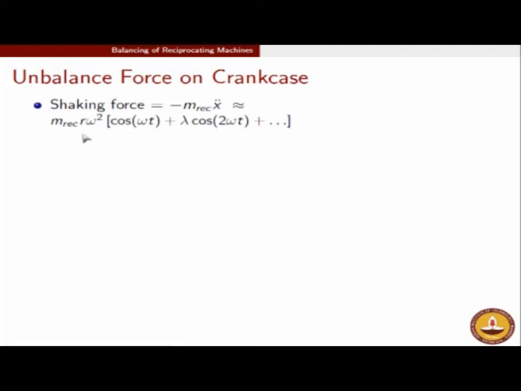This is exactly m_rec. m_rec is the mass of the reciprocating part, m_rec times r times omega square. What is r? r is the crank radius, times cos omega t plus lambda times cos 2 omega t. This was exactly my objective: to give you a very simple formula for the shaking force.